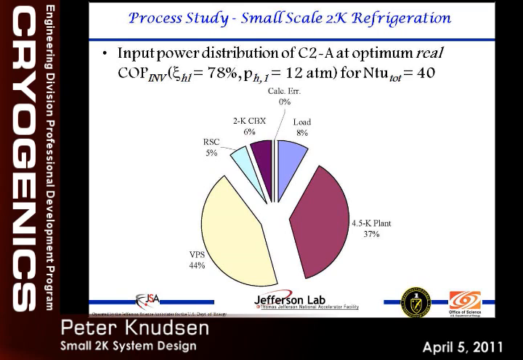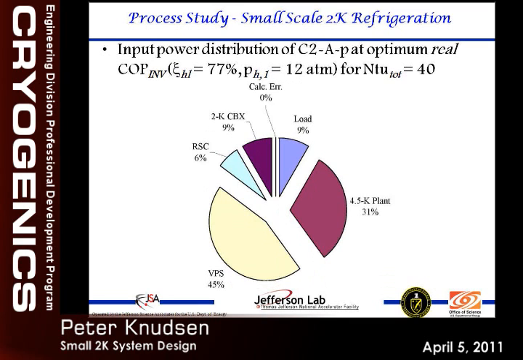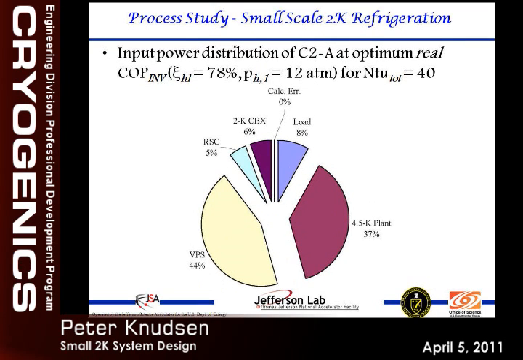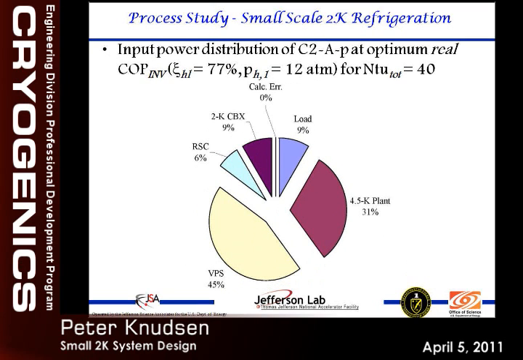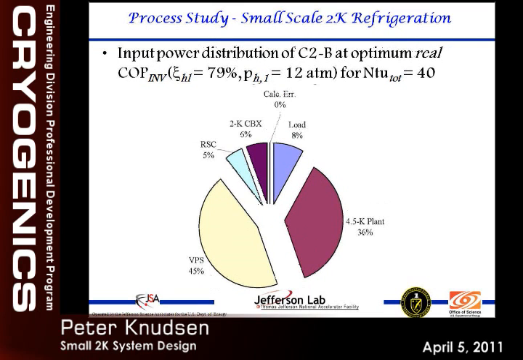As with any pie chart, of course, the sum is 100 here. As you can see, of the total input power, only about 8% is going to the load. This was the simple refrigeration recovery. This is the one that has the integrated purifier, and then this is the one that has the varying heat exchanger injection.